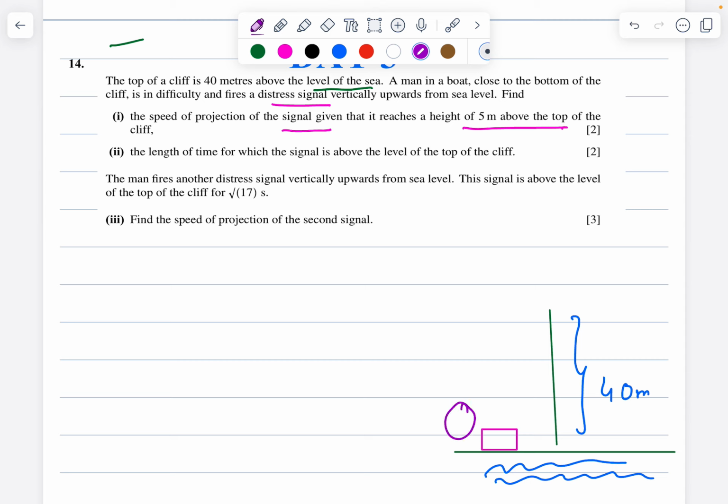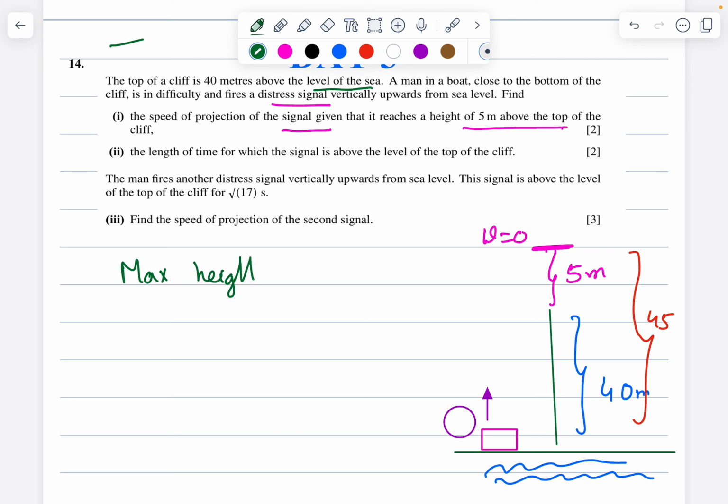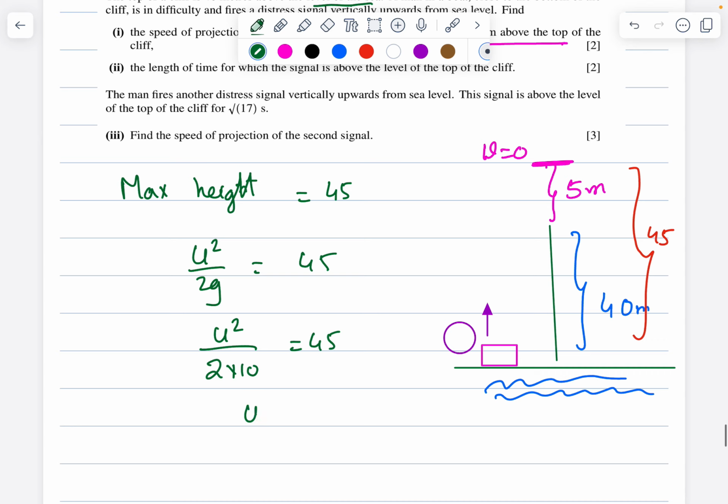So he is projecting it from here with a certain speed, and it reaches 5 meters above the cliff. So what is the speed? Over here, the final velocity is going to be 0, and the total height is 45 meters. We know it's a maximum height question, so the maximum height u squared upon 2g is 45. u squared upon 2 times 10 equals 45, which gives u equal to 30 meters per second.